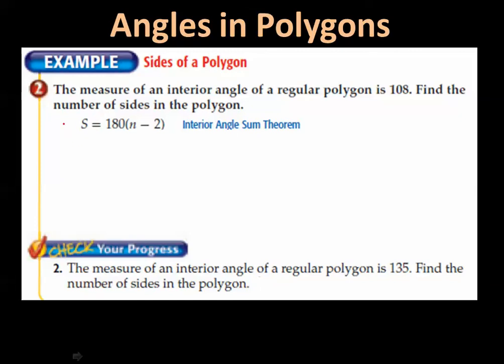Then there's another way you have to work this that is kind of backwards. They're going to give you the measure of an interior angle of a regular polygon is 108. Find out what the number of sides is. So you're going to have to go through and plug everything in. You're going to plug that in for the S.